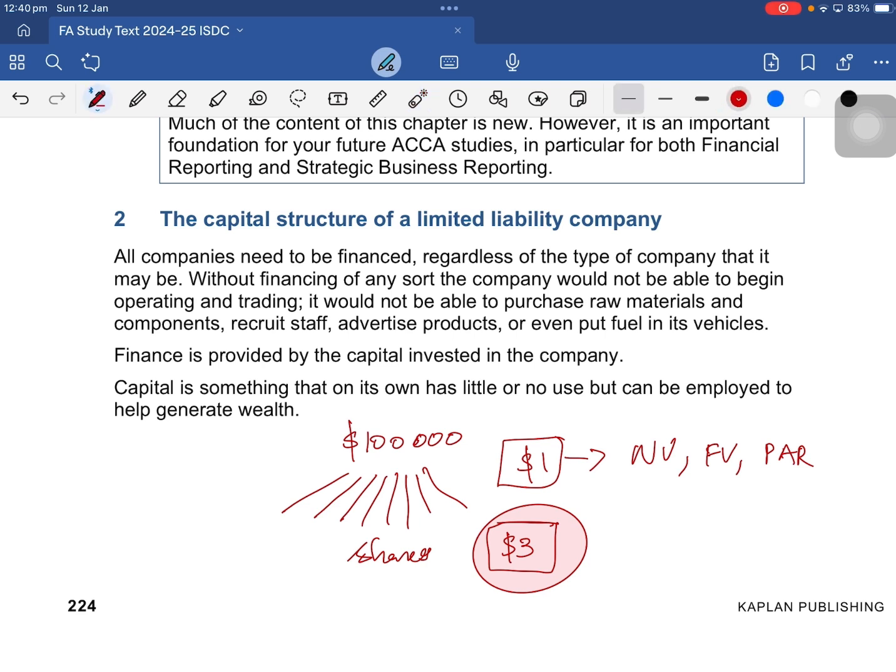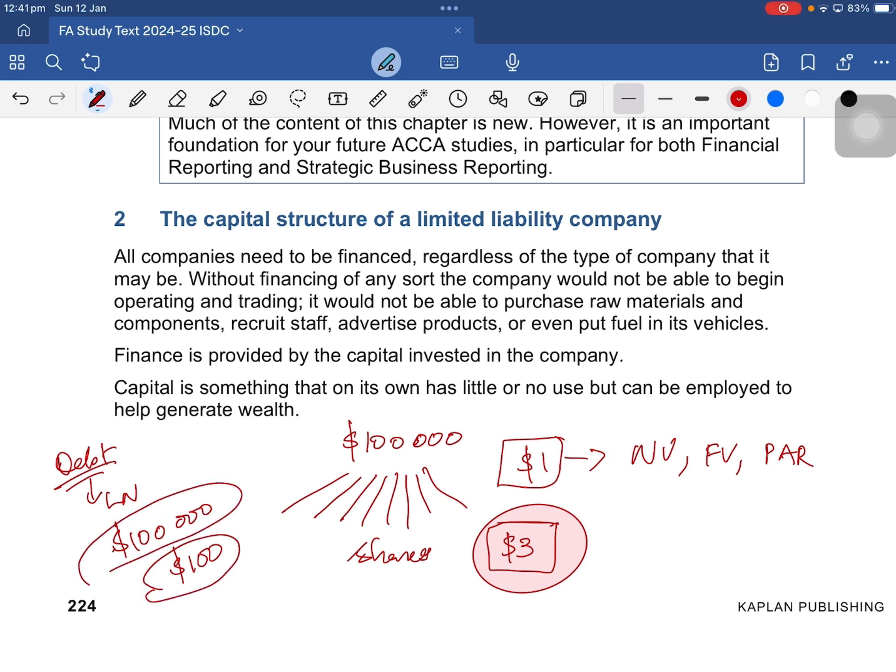In the same way, we also have a debt called a loan note. And the loan note has the same concept. There could be a big amount, and by default, the par value or the nominal value is always 100, unless mentioned otherwise in the question. Clear? So in this case, this is the par value and this is the nominal value.